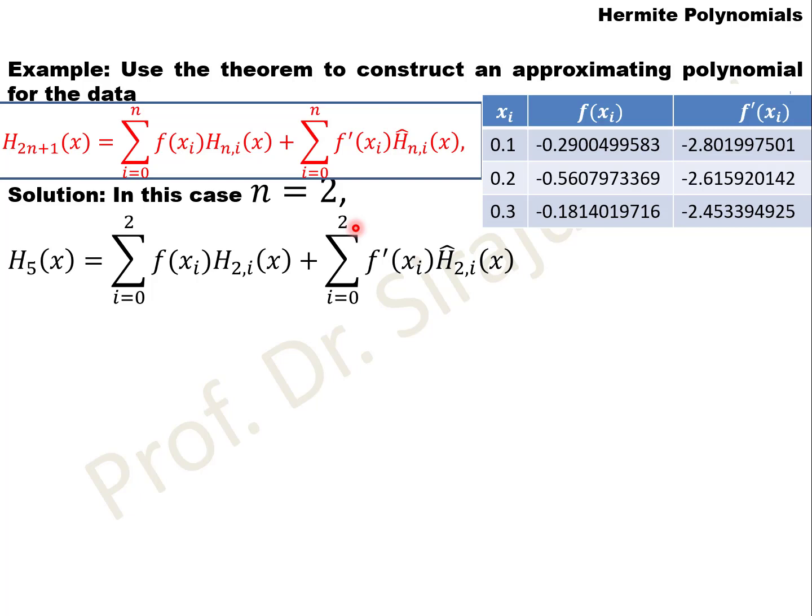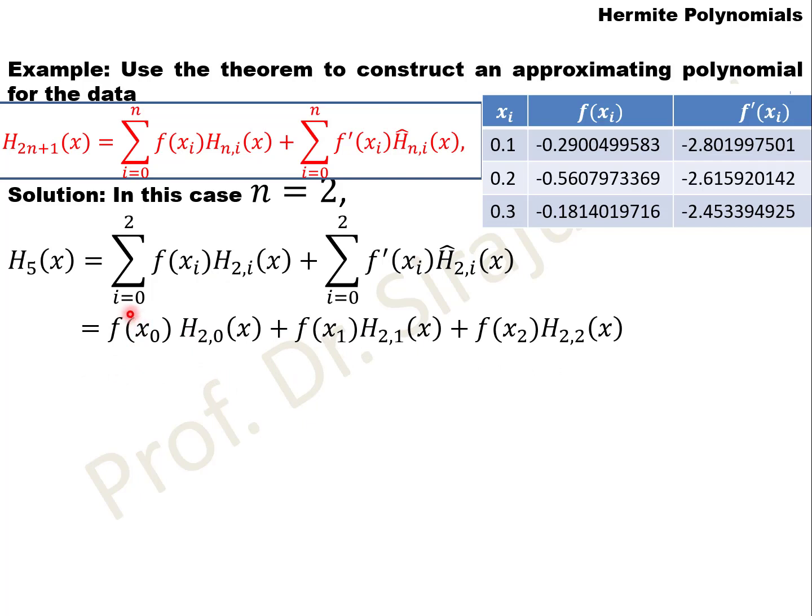Now let's do the expansion. When i is equal to 0, i is equal to 1 and i is equal to 2. For i is equal to 0, f of x0, h2,0 of x. For i is equal to 1, f of x1, h2,1 of x. For i is equal to 2, f of x2, h2,2 of x. So this is the expansion of the first summation.